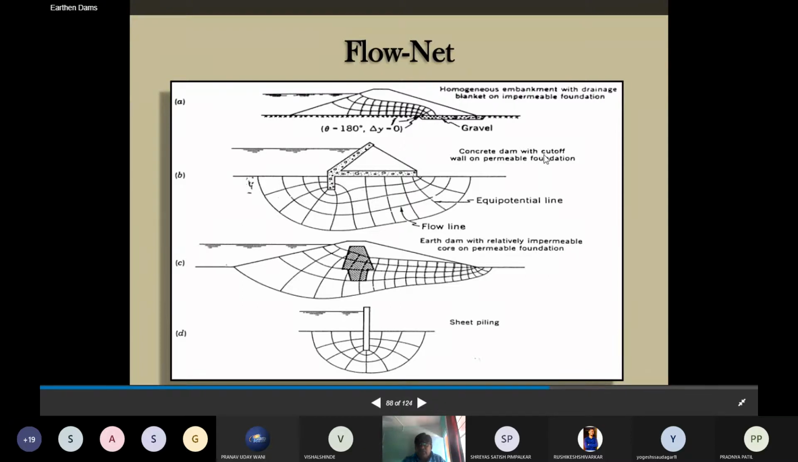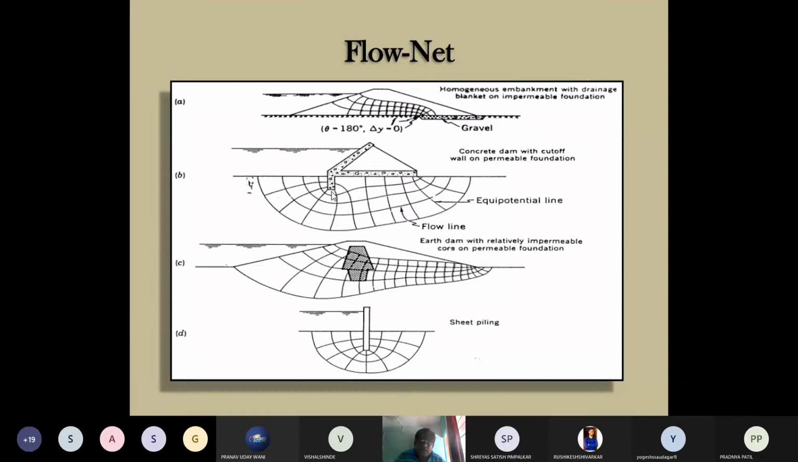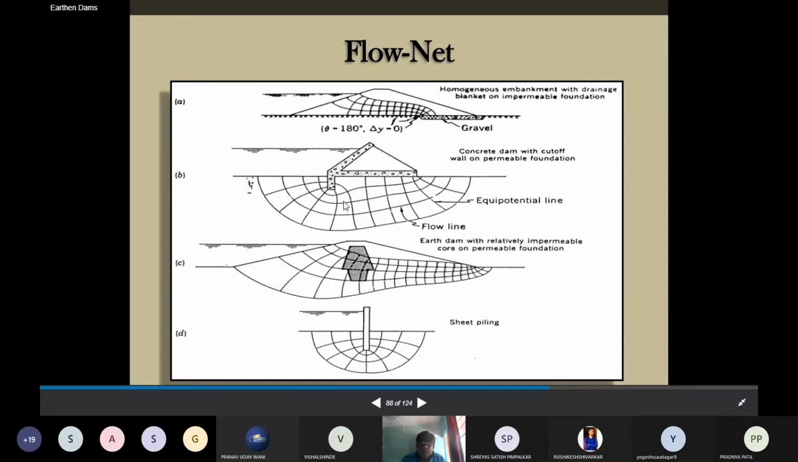Then there is the concrete dam with a cutoff wall on a permeable foundation. And this is the second, where you observe the grid inside the dam, that is, in the foundation of the earthen dam, which you call a flow net. So you have the grid of flow lines as well as equipotential lines here.